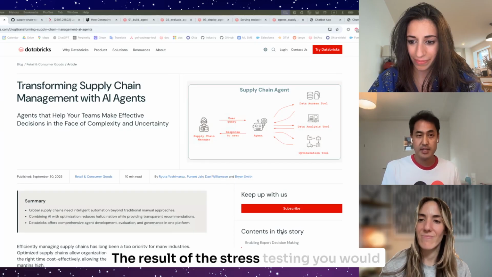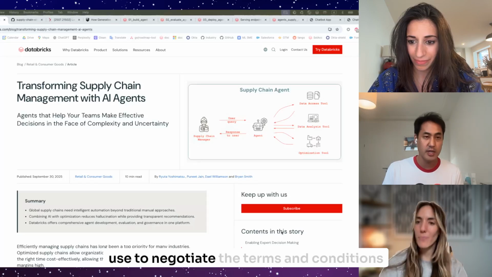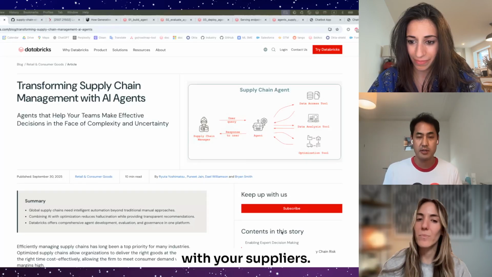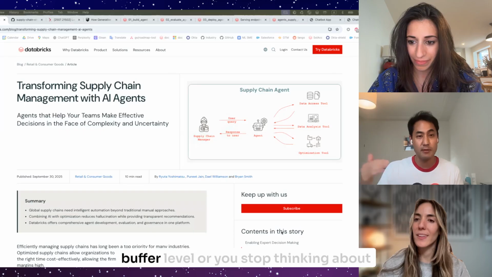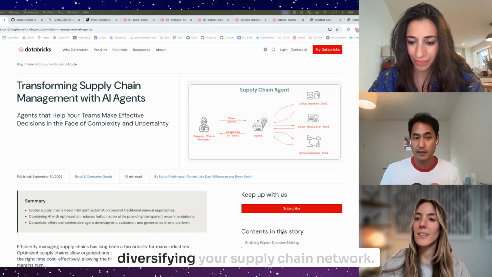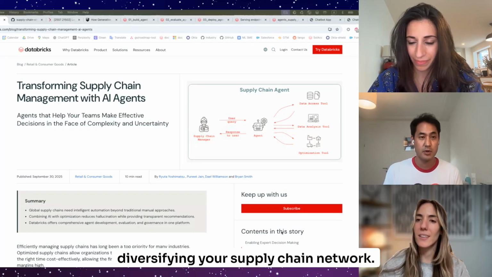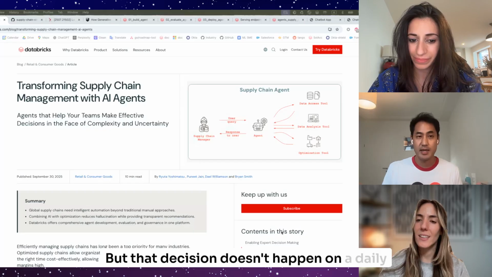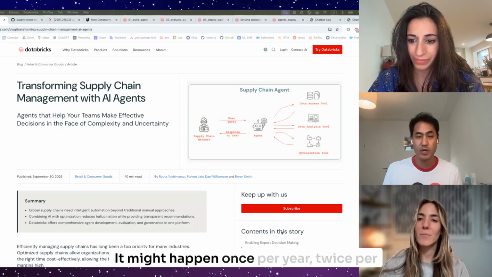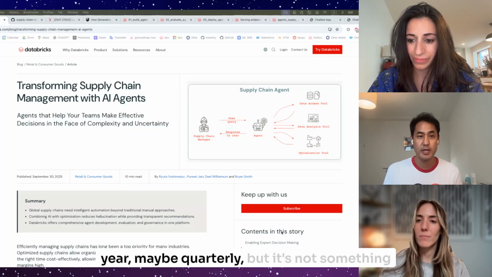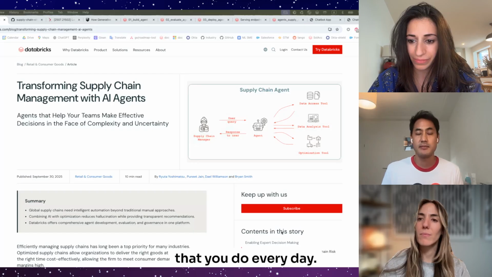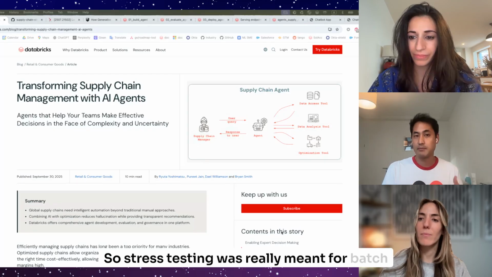The result of the stress testing you would use to negotiate the terms and conditions with your suppliers. For example, you increase the inventory buffer level, or you start thinking about diversifying your supply chain network. But that decision doesn't happen on a daily basis. It might happen once or twice per year, maybe quarterly, but it's not something that you do every day. So stress testing was really meant for batch processing.